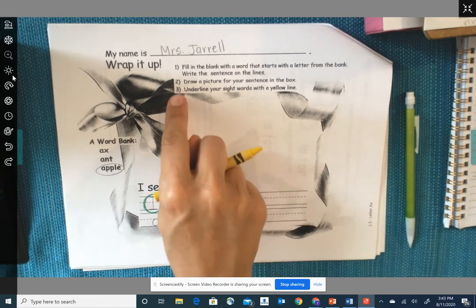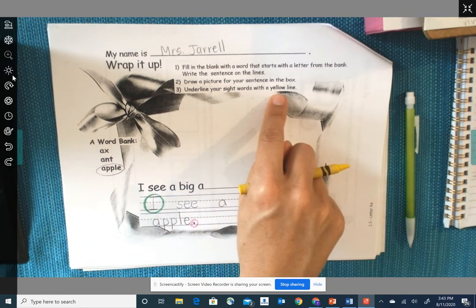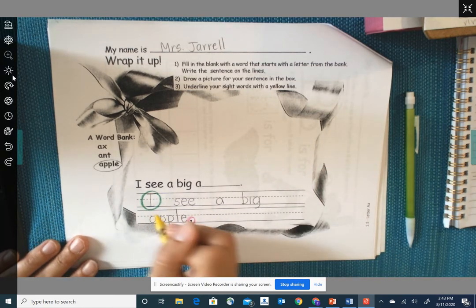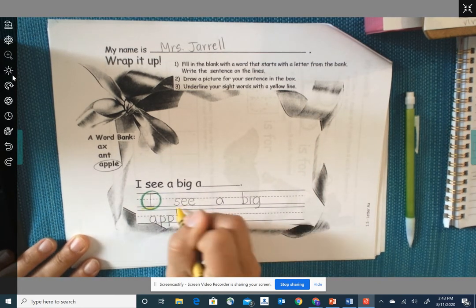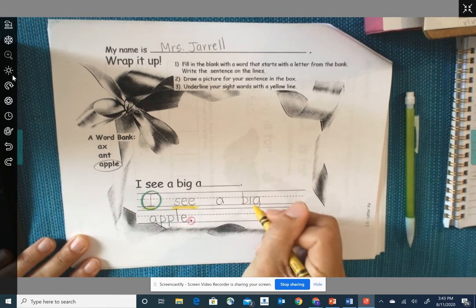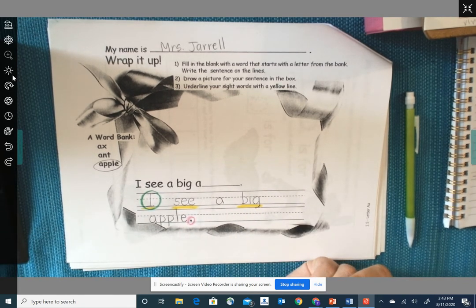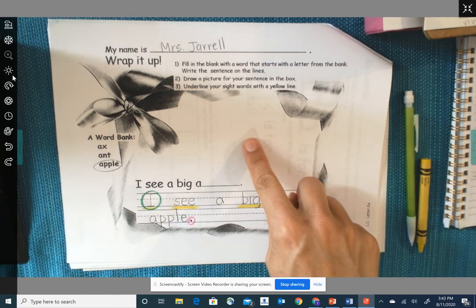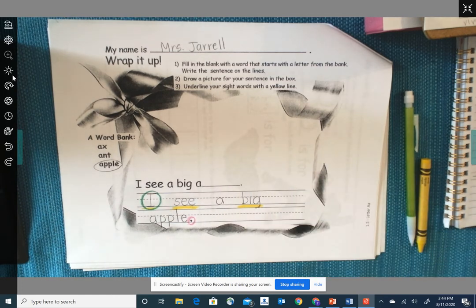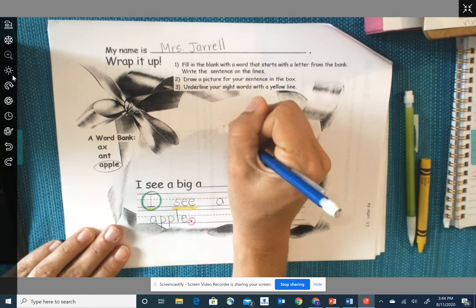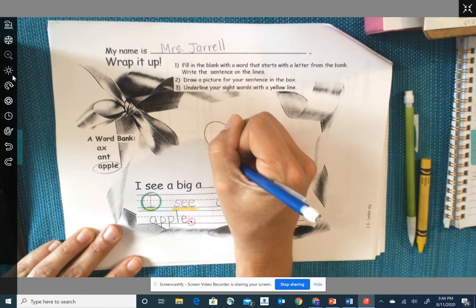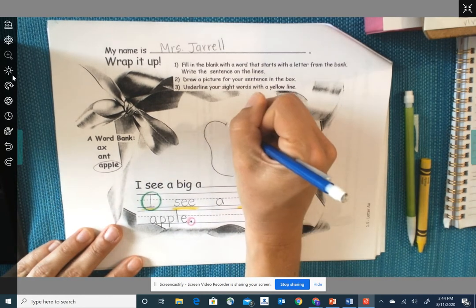Then our directions up here said underline your sight words with a yellow line. So the word I was a sight word, and the word see was a sight word, and the word big was a sight word. So make sure you underline those. Then now we're ready to draw a picture. I'm going to draw a great big apple.